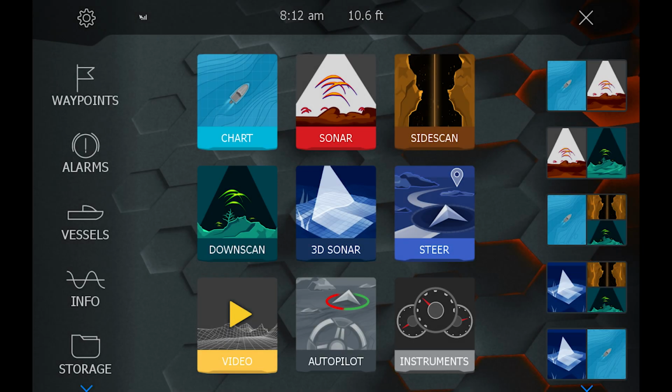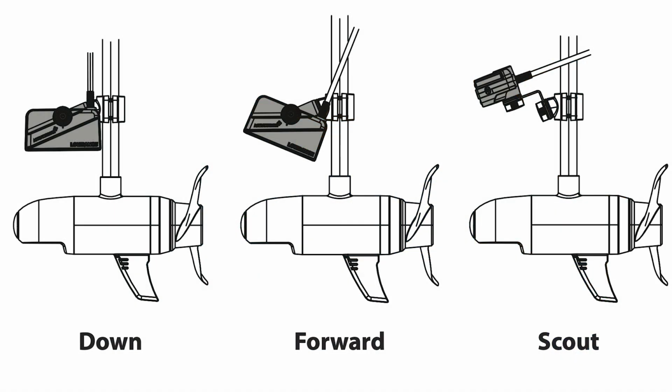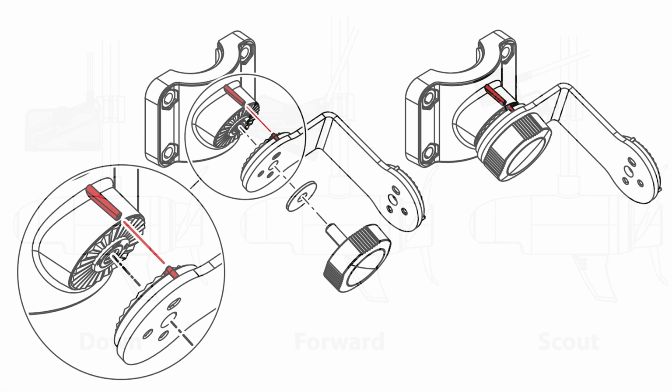So overall, the Active Target settings are pretty simple and easy to set up. There's not a whole lot to it. To start here, we're gonna make sure our transducer is pointed straight and set the notch properly.